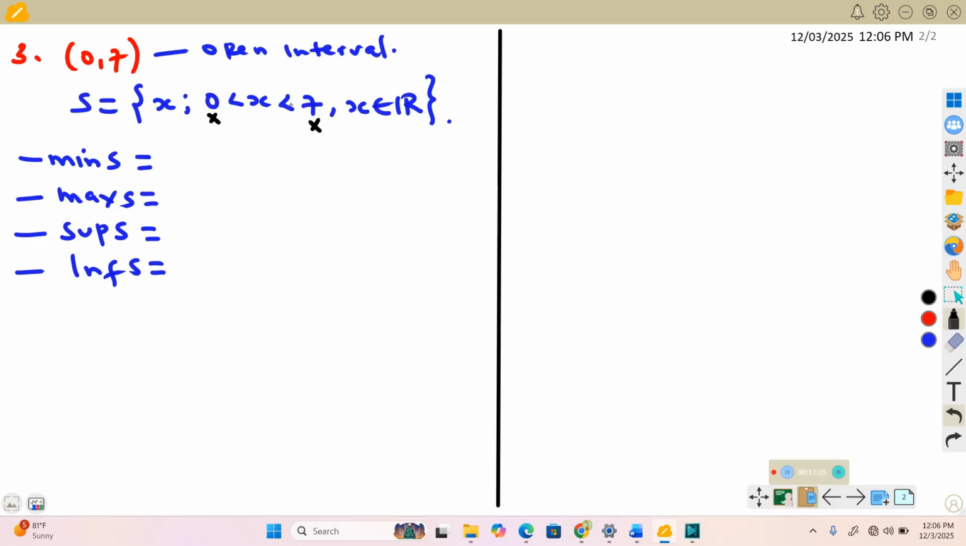So since 0 and 7 are not part of this set, 0 cannot be the minimum because it is not part of this set. But which other number will be the smallest? If you think about a number like 0.00005 as the smallest, then what about that other number, which is 0.000005? So such a number will also exist.